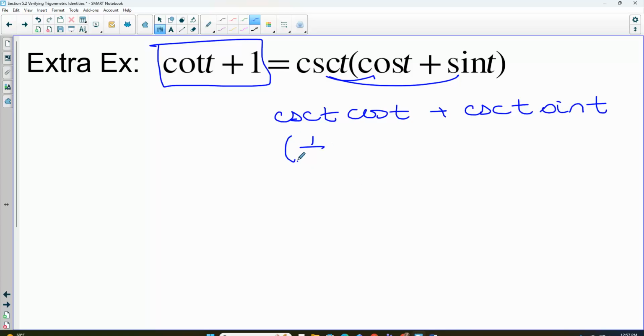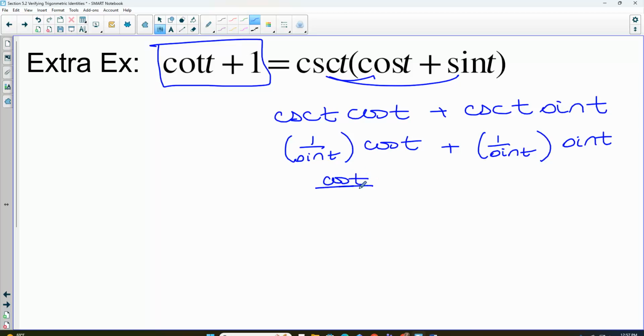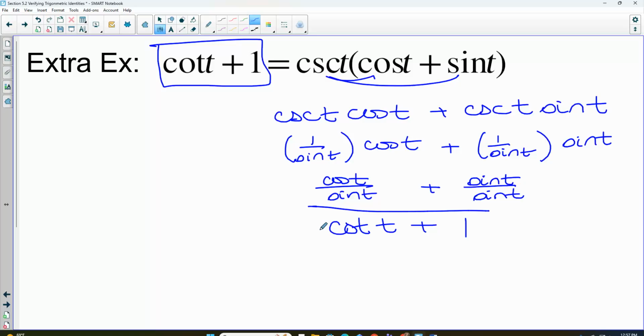Cosecant is 1 over sine t. So when you multiply these, you have cosine t over sine t plus sine t over sine t. What is cosine over sine? What is sine divided by sine? And we got it. All right. Started us on the right path.